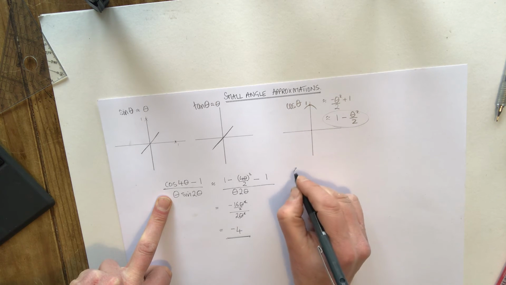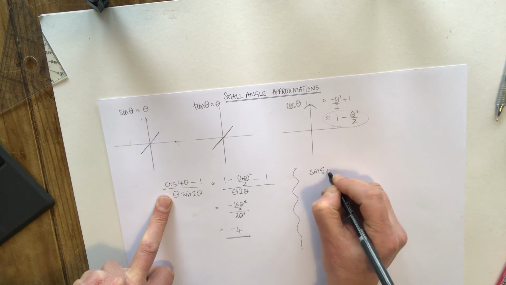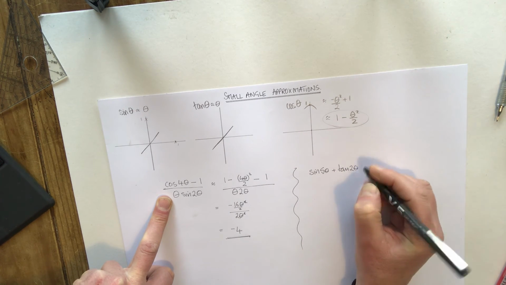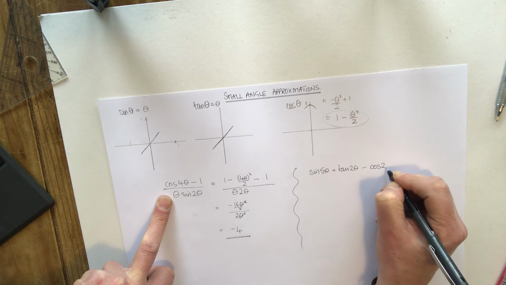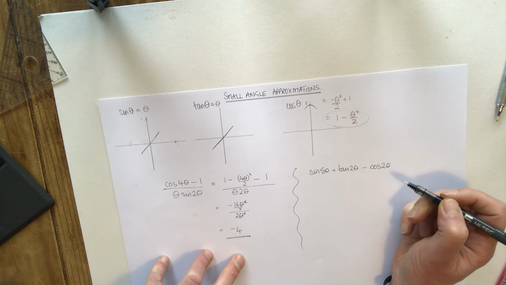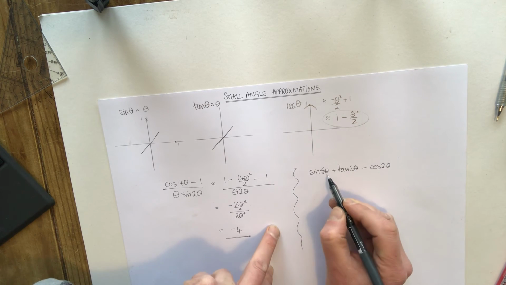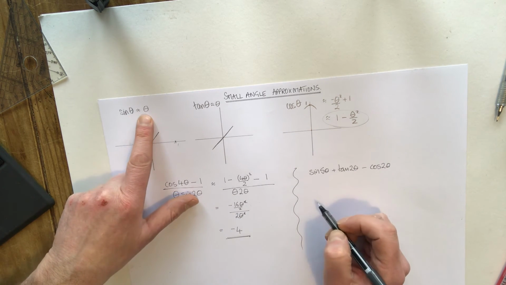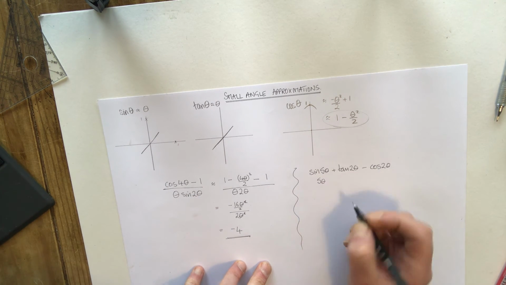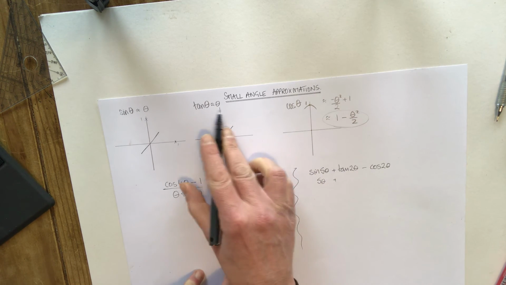I'm going to do one more example. Sine 5 theta plus tan 2 theta minus cos 2 theta. We're going to work out a small angle approximation for this when theta gets very small. Okay, so sine 5 theta, well, a small angle approximation for sine theta is just theta, so for sine 5 theta it would just be 5 theta. Similarly for tan 2 theta, that would just be 2 theta.